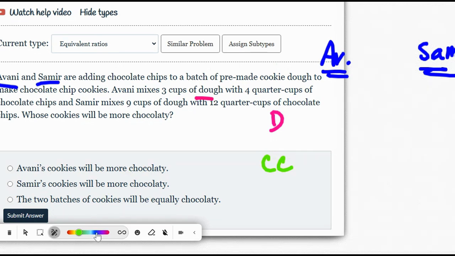If you can do this without writing, that's fine, but for my purpose, I have to. So 3 cups of dough with 4 quarter cups of chocolate chip, while Samir uses 9 cups of dough with 12 quarter cups of chocolate chips. By the way, when you do the quiz, be extra careful, because there is quite a bit of information you have to keep track of. So don't get a bad grade because you didn't want to write it down. You know what I'm saying?